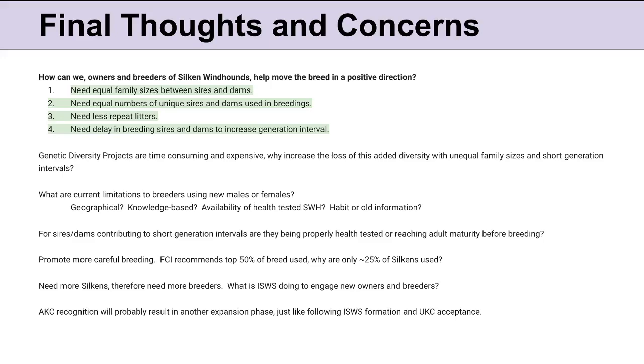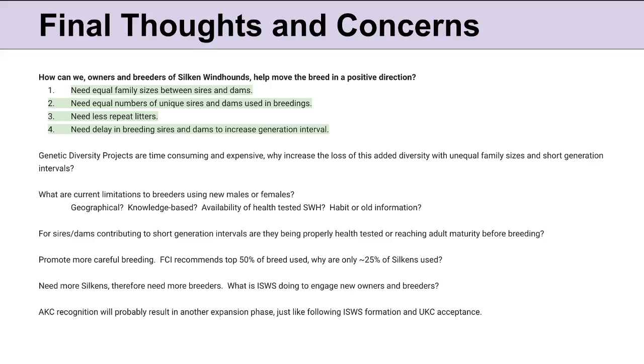For dams and sires contributing to short generation intervals, are they being properly health tested or reaching adult maturity before breeding? I'm concerned about the animals that were under 1 year of age producing litters. I'm concerned about the 1-year-old dogs that were producing litters. I'm concerned even about the 2-year-olds because those 2-year-olds are shortening our generation interval. Can the club promote more careful breeding?